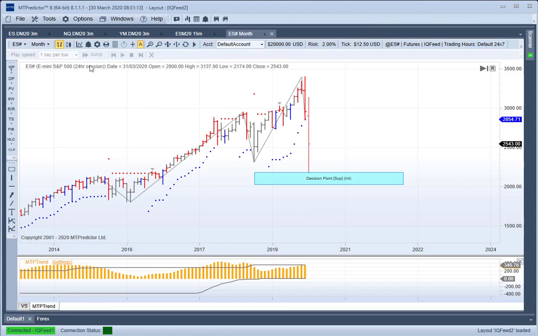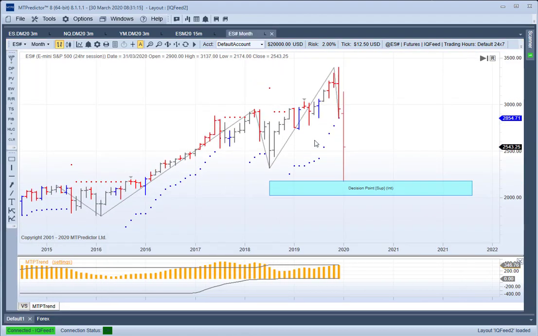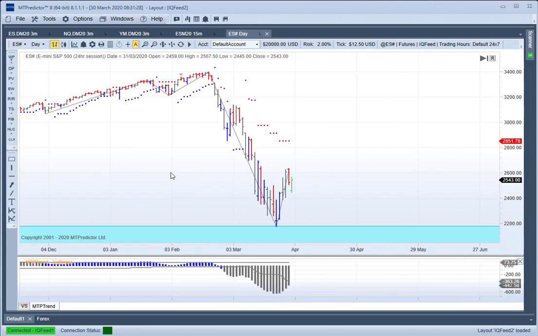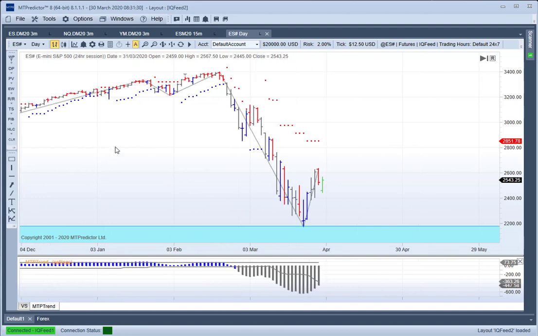Now if I turn training mode off, let's see what the ES did. Well, it's gone down and look where the low came in, right at our decision point support. If I go to our daily chart, you can see this even more graphically. There you go, that was the low. But this is the beauty of these decision points, because they're on the chart in advance, they're there projecting these levels in advance.